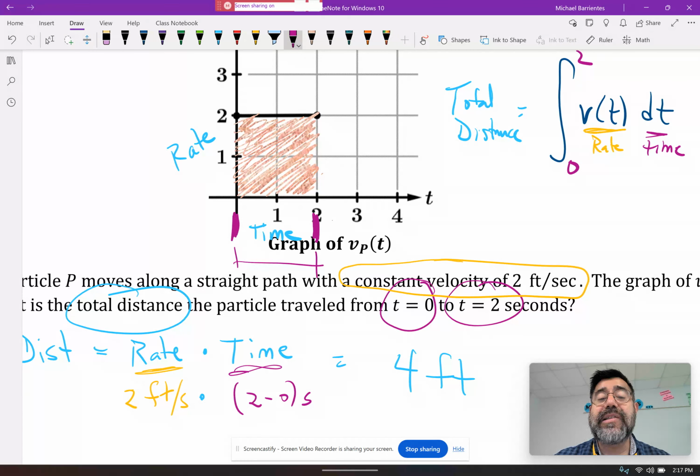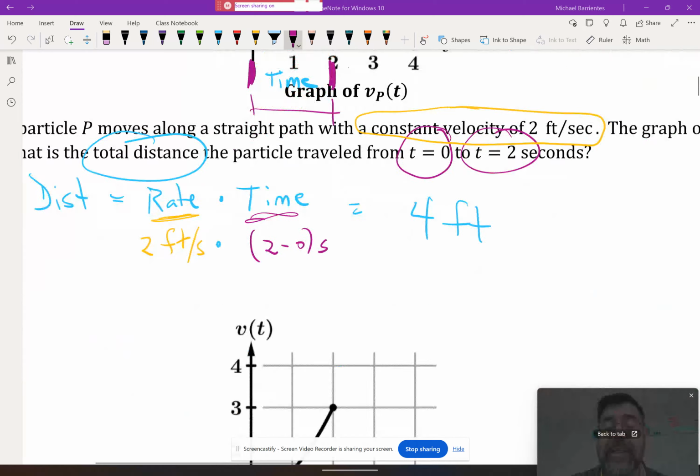I say that because if my velocity function is not a straight line, and if it's a curve, I can still find the total distance by setting up my integral in a similar fashion. And I think that's what happens in example 2.